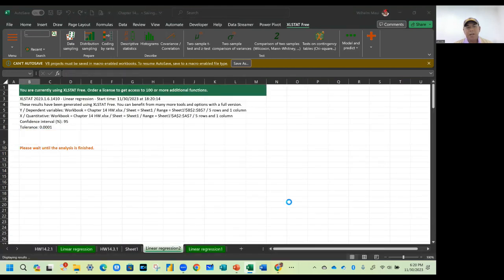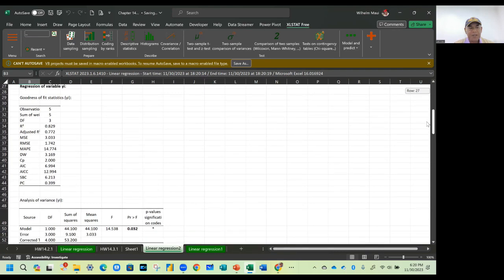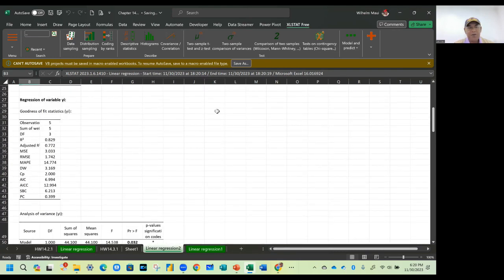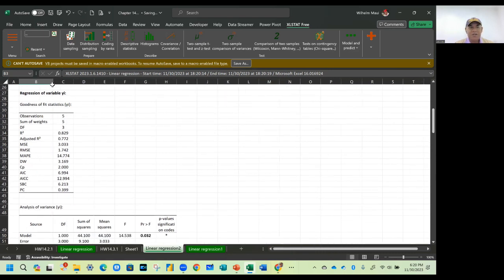here's your alternative way of coming up with your ANOVA and your, what do you call it? Your regression runs. So here again, a little bit of different terms are used. So we say your observations, and then here's your R square, which is what?